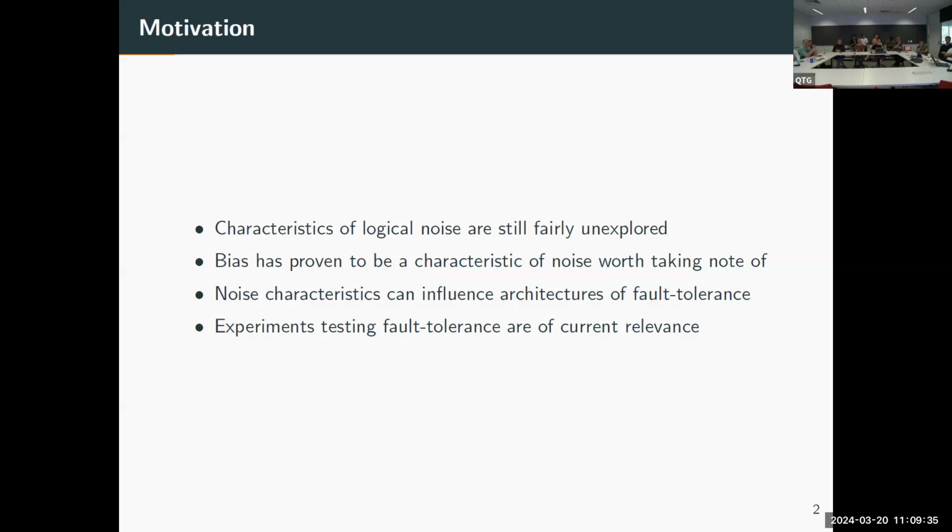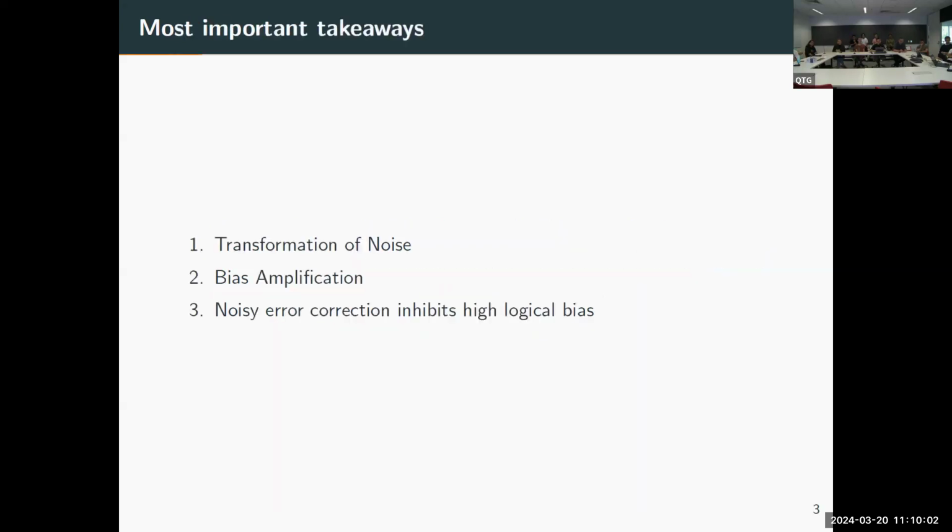And various things like that would then influence how you would want to design your architecture. And it's become very big to run experiments that are actually looking at this. Very recent, obviously, there's a result that came out that we saw at QEC from Harvard, right? And this is very relevant at the moment.